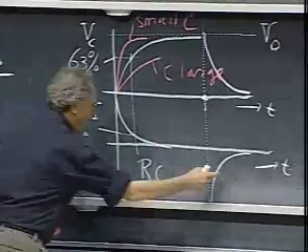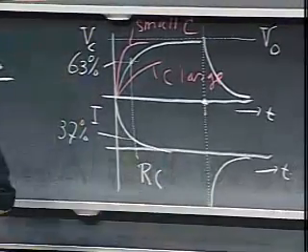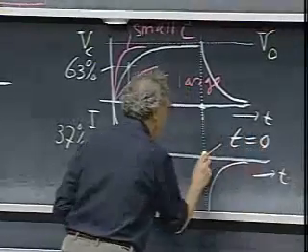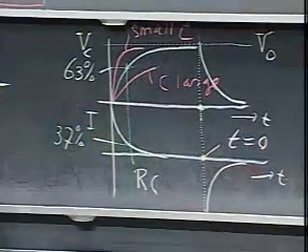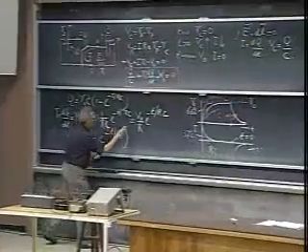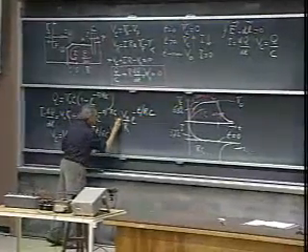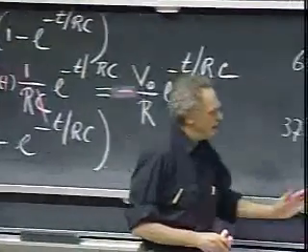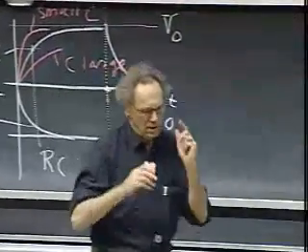I as a function of time is exactly the same as this, except with a minus sign, provided that I call this t equals 0. So I redefine the 0 time. And so I as a function of time is the equation that you have here, but now with a minus sign. So you get an exponential change again, but the current has flipped over.